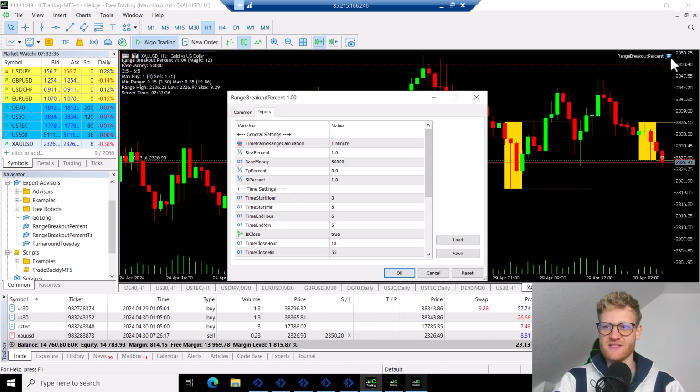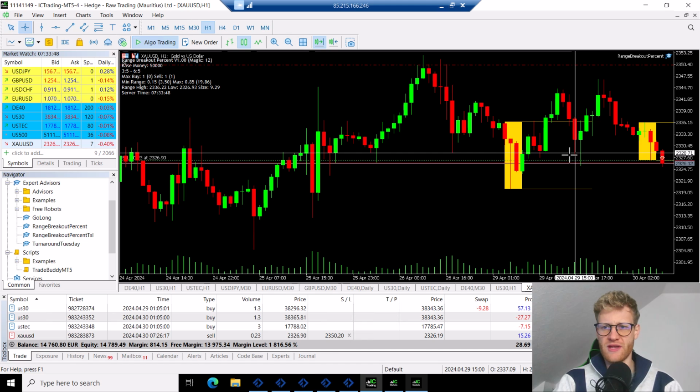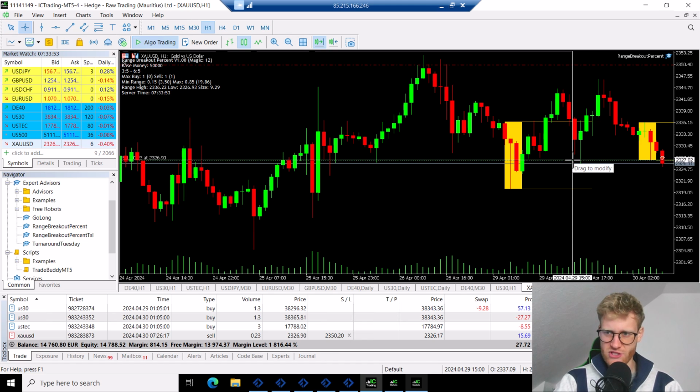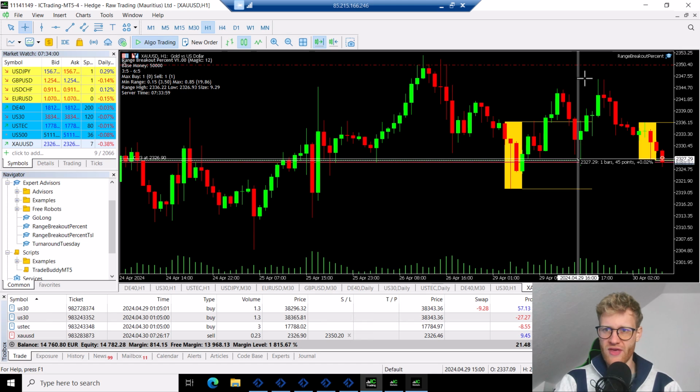Also, let's have a look at the settings here. I'm trading 1% risk with 1% stop loss. This is a slight modification for the range breakout expert advisor for this specific trading setup. I'm not placing the stop loss at the other side of the range, but instead I trade with a stop loss that is 1% of the underlying.